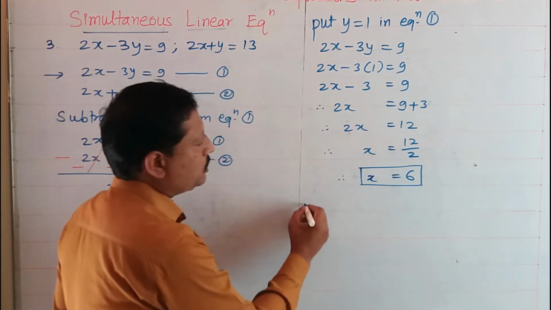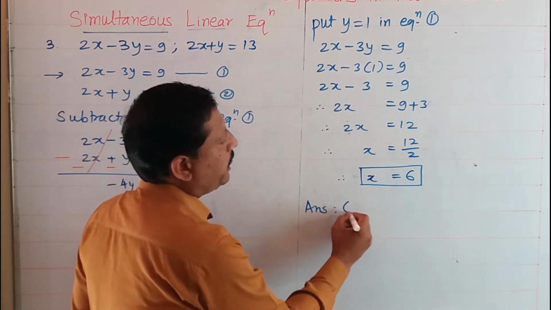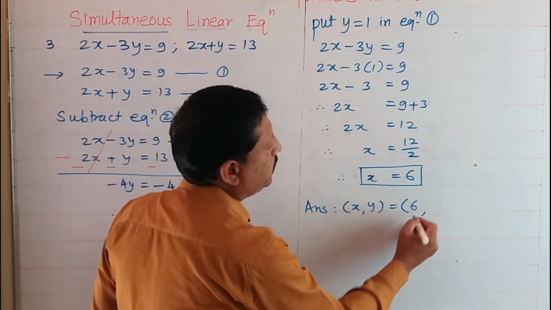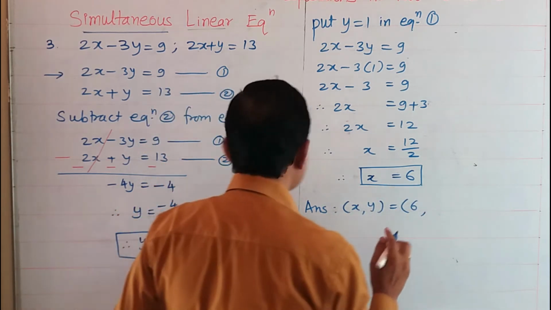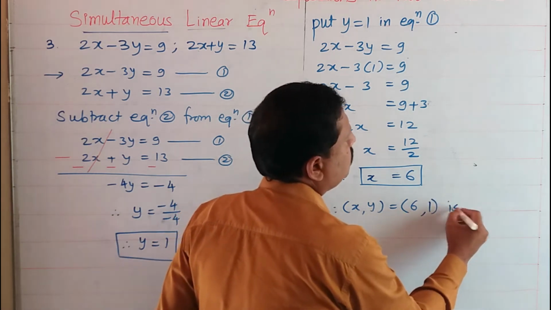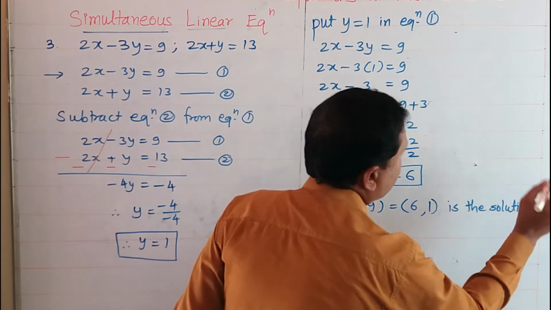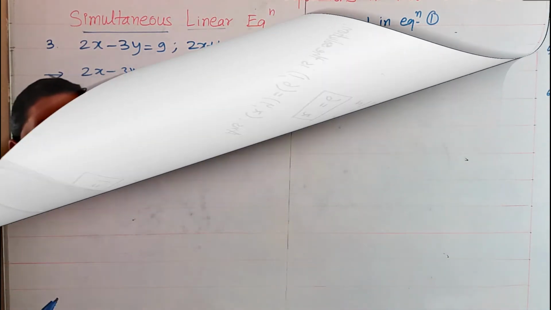Now write down the answer. The answer is like this: (x, y) is equal to (6, 1). The value of x is 6, so write here 6, and the value of y is 1, so write here 1. This is the solution of the given simultaneous equations.